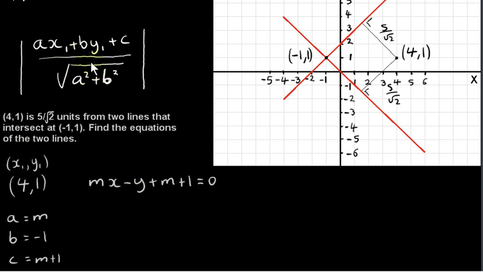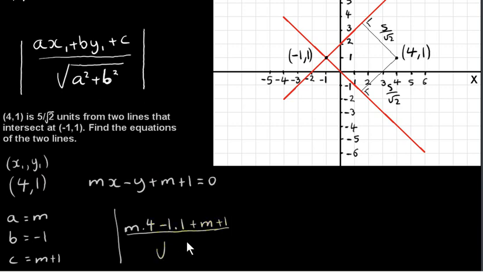So we apply our distance formula. And I've written down what A, B, and C are for the line. So this is a general line that passes through the point minus 1, 1. So A, the coefficient of x, is m. x1 is 4. B, the coefficient of y, as you can see, is minus 1. y1 is 1. And then we have plus c. Well, c is the constant term at the end. That's m plus 1.